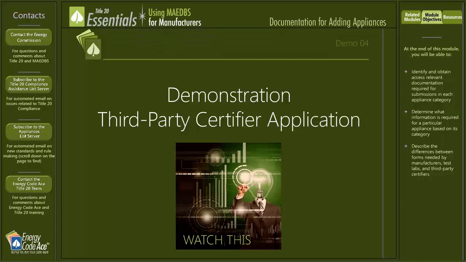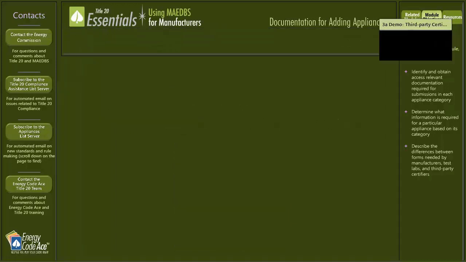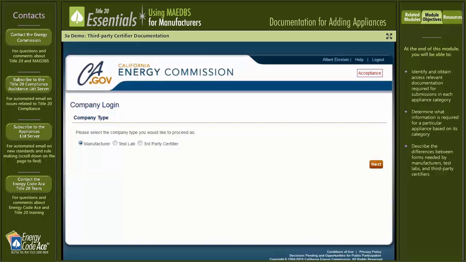All right, so now I'm going to give you a demonstration of how to go through the third-party certifier application process. In order to become an approved third-party certifier in MAE-DBS, you'll need to submit a third-party certifier application. So in order to do that, you need to log into MAE-DBS, and if your company is registered under more than one company type, you'll need to select which company type you'd like to proceed as when you log in. So in this case, I'm registered as more than one company type, and I'm going to select third-party certifier to proceed to the third-party certifier homepage.